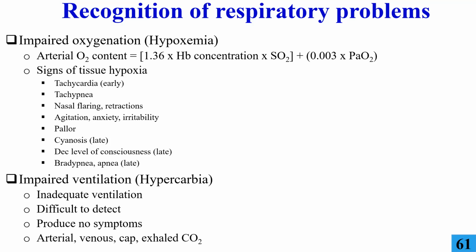What are the signs? The early signs are tachycardia, tachypnea, nasal flaring, retractions (suprasternal, intercostal, and subcostal), agitation because no oxygen is going to the brain, anxiety, irritability, saying F words and becoming aggressive, pallor because of vasomotor instability, cyanosis when the deoxyhemoglobin becomes 5 grams, and then change in level of consciousness and bradycardia.